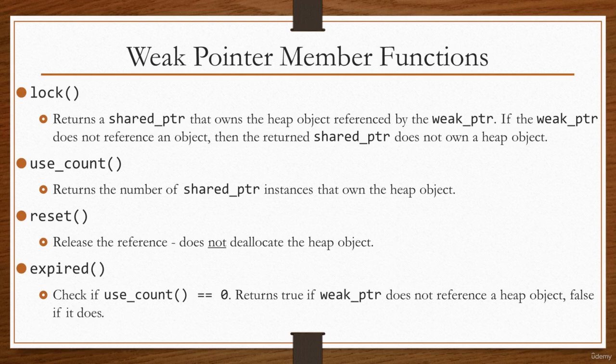Finally, the expired member function is going to check if the useCount is 0 basically. It will return true if the weak pointer does not reference a heap object, otherwise it's going to return false. I also mentioned that we do not have the get member function available with the weak pointer.